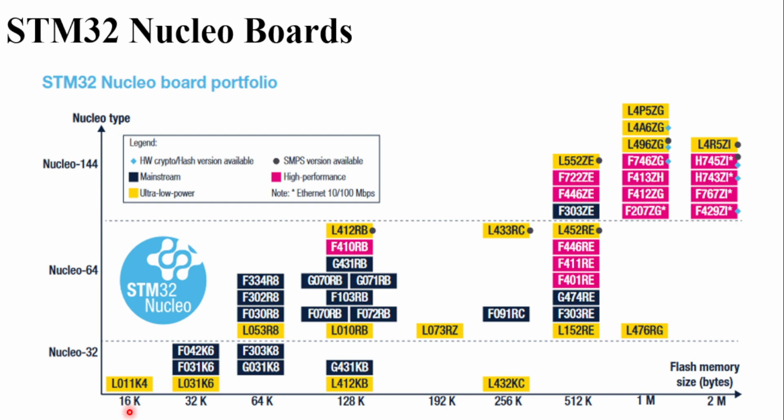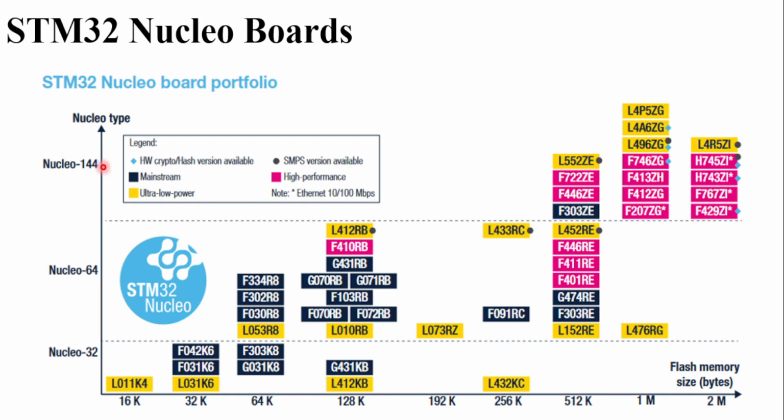These microcontroller boards are divided into 16 kilobyte, 32 kilobyte, 64 kilobyte, and up to 2 MB flash memory size. Flash memory represents the memory which will be used by our program, not by the variables. Variables are generally used in the RAM section. So flash memory is the memory which is used by our code. When we write any program and upload it, that program will be loaded into the flash memory.